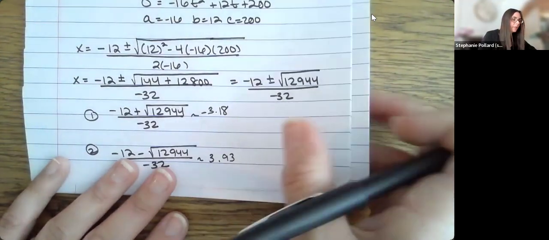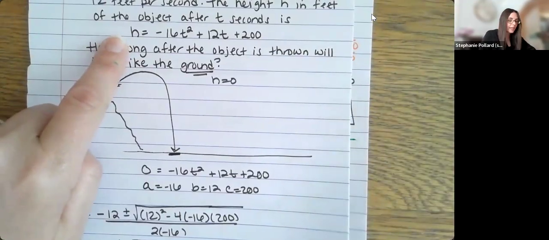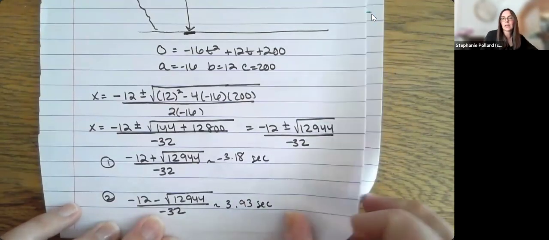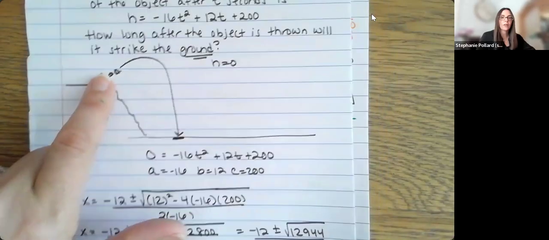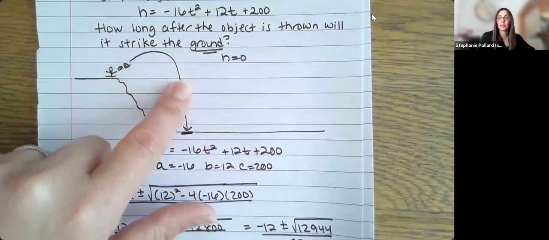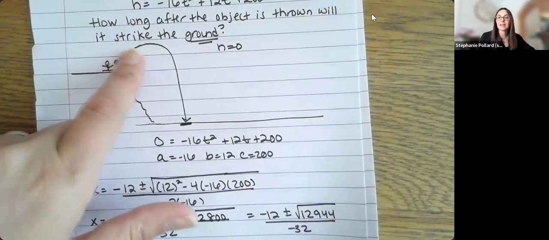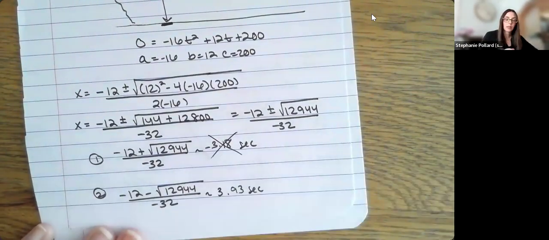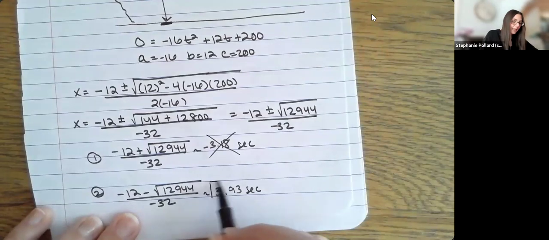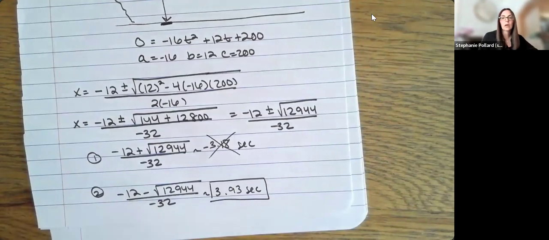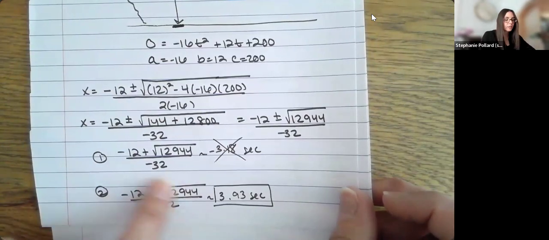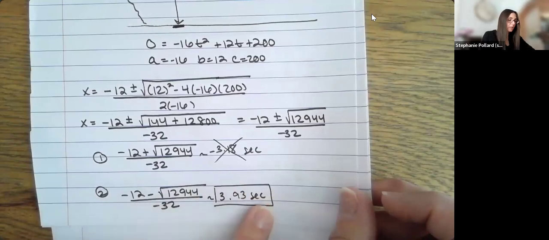Now let's take a look at that problem again. Remember that first of all, t was in seconds. So my answers here are in seconds. And if I look at my two answers, the first one just doesn't make sense, right? If I'm throwing an object off a cliff, it's not going to happen in negative 3.18 seconds. That just doesn't make sense. So the first answer must not be relevant for this particular problem. So the second answer would be the one that I'm looking for. So it's almost 4 seconds for that object to hit the ground. So here is our exact answer, and here is our estimated answer.